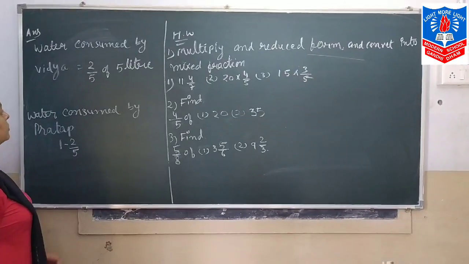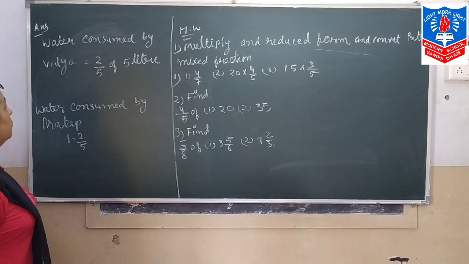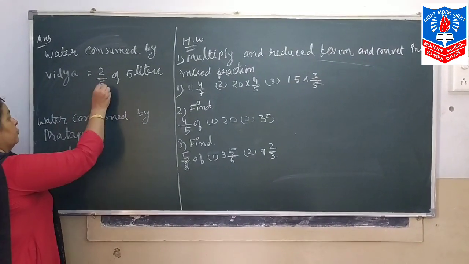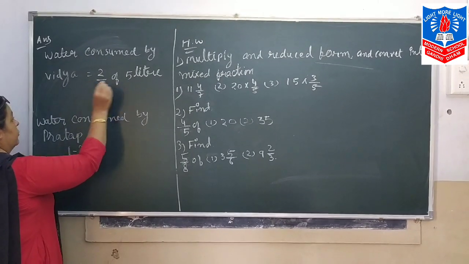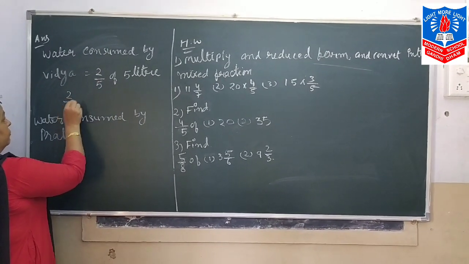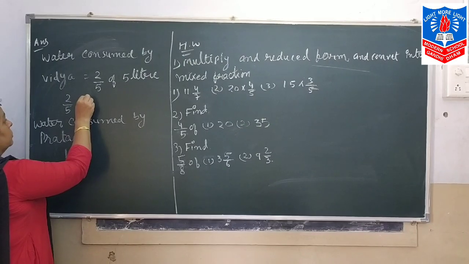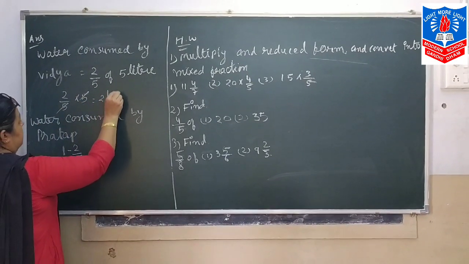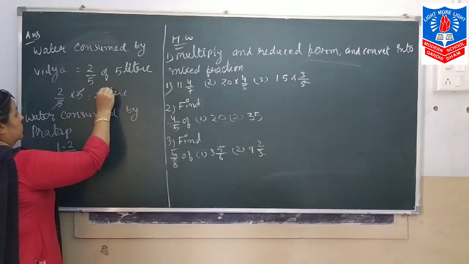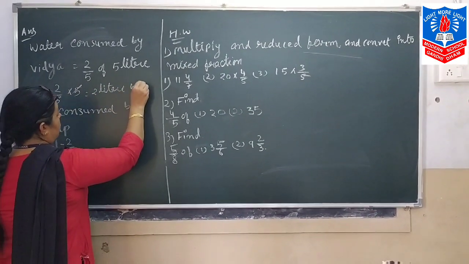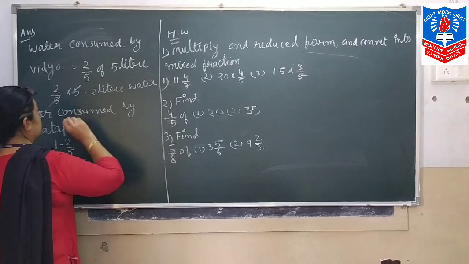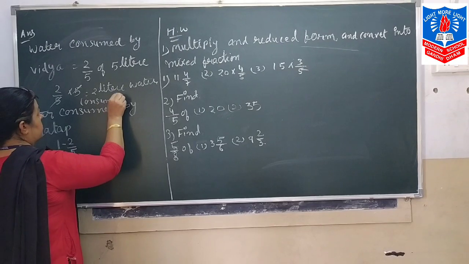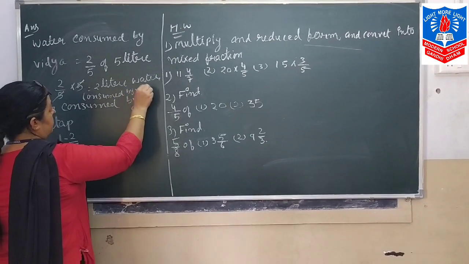Solving the problem sum. Water consumed by Vidya: 2 upon 5 of 5 liters. Of it means multiply. So 2 by 5 into 5, the 5s cancel. So 2 liters of water consumed by Vidya.